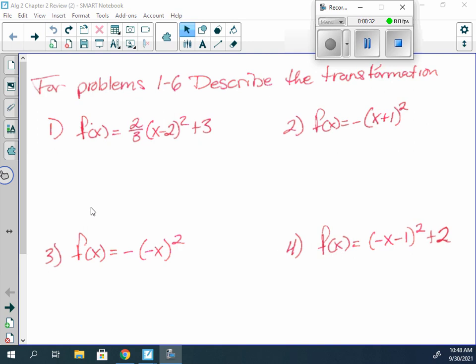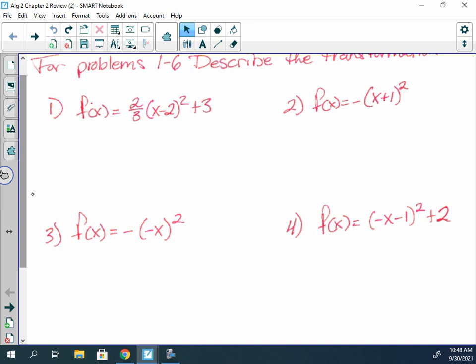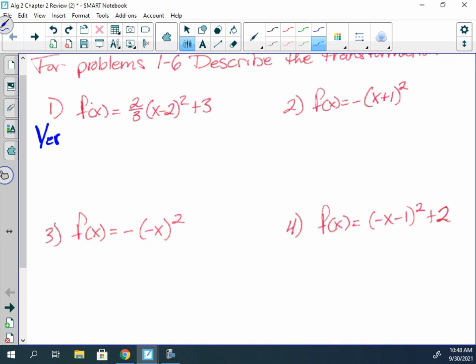Can you do one of them? Okay. Which one? So we always start from the left going to the right. If we look at this here, the first thing we have is the 2/3. Now what transformation would the 2/3 be telling me that we have? It would be a vertical shrink. We know it's a shrink because the number in front of the parentheses is between 0 and 1.